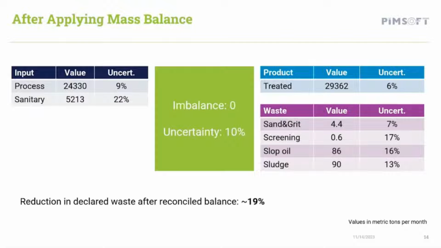So the imbalance has been eliminated, all the material flows have been reassessed, and as you notice, there is both a significant reduction in the uncertainties as well as in the declared waste. If we look more closely at the most relevant items regarding the waste, so the slop oil and the sludge, there has been a reduction from respectively 104 and 100 tons to 86 and 90 tons per month. And the related uncertainty has decreased from 26% to 16% or less.